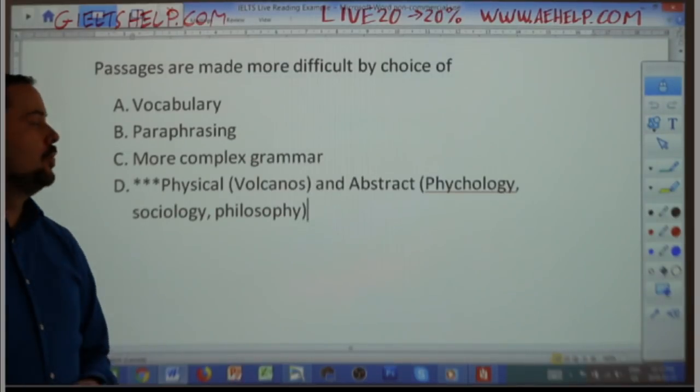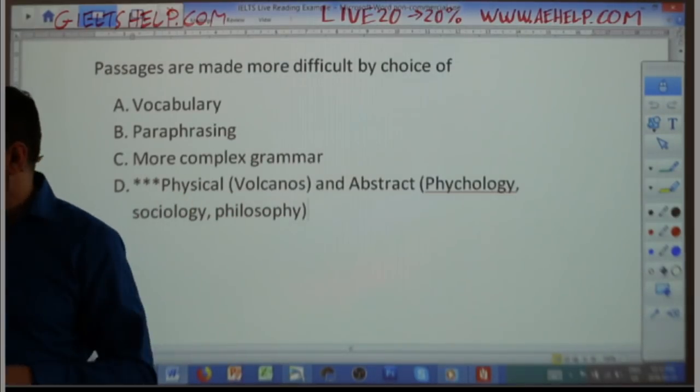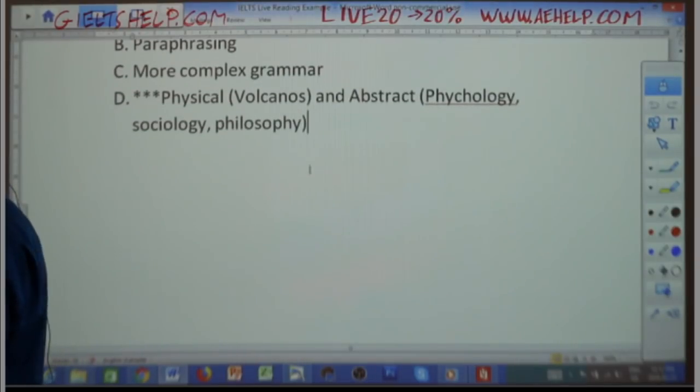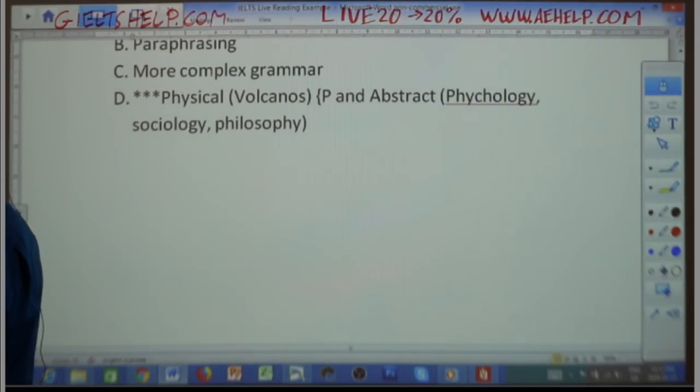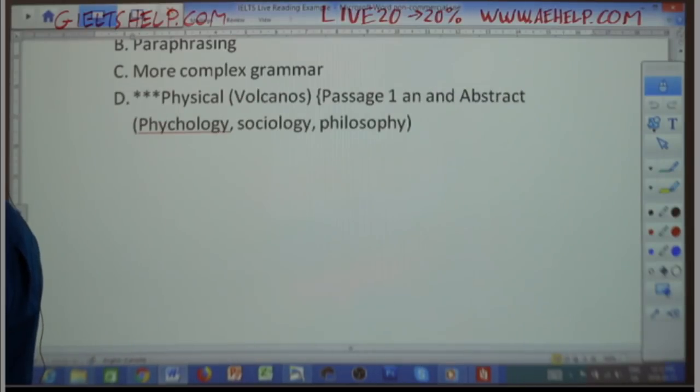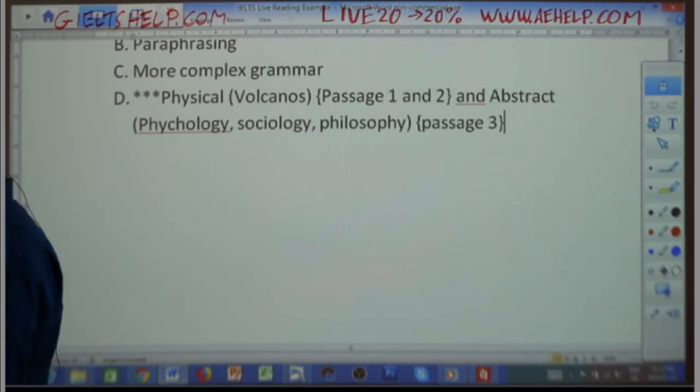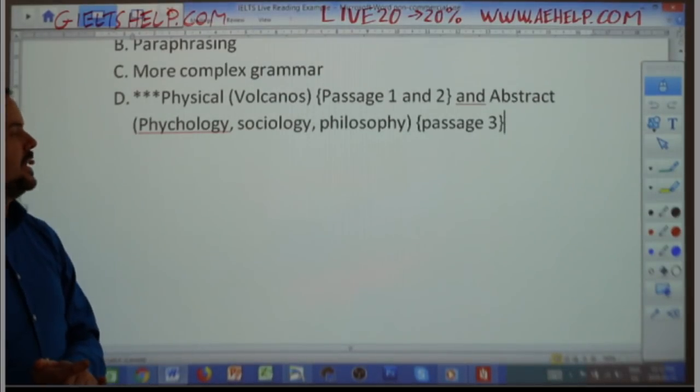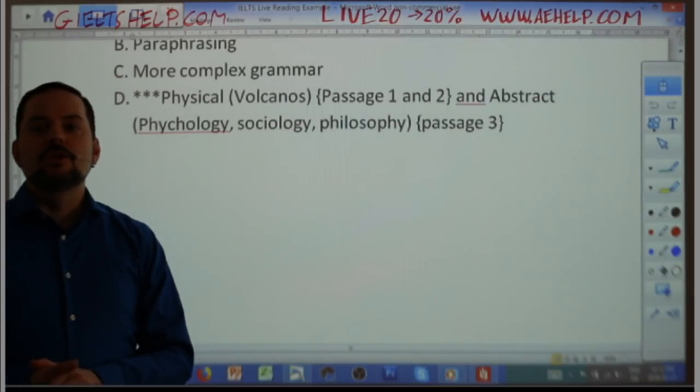Okay, so you'll often notice that passage 1 and passage 2 will often be some kind of a physical topic. And then you will often notice that passage 3 is some kind of an abstract topic. Okay, so that's one of the key ways that IELTS makes the topic more difficult.